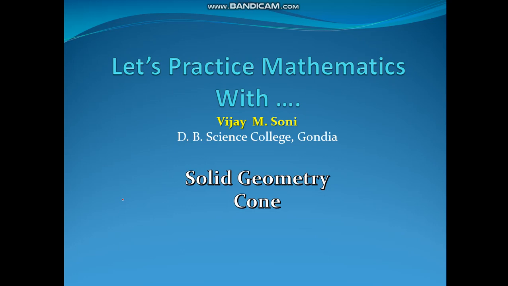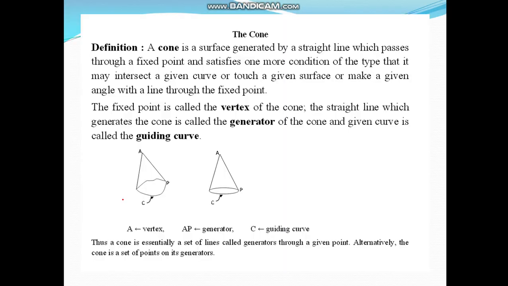Now let us start a second topic of solid geometry, that is cone. So first see what is meant by cone. A cone is a surface generated by a straight line which passes through a fixed point and satisfies one more condition of type, that it may intersect a given curve or touch a given surface or make a given angle with a line through the fixed point.